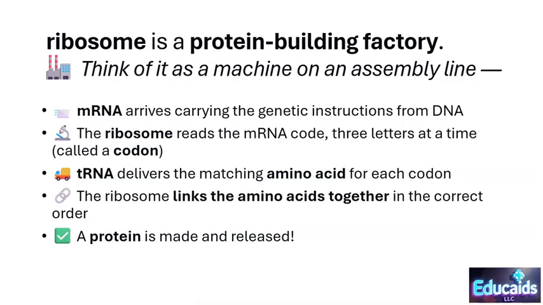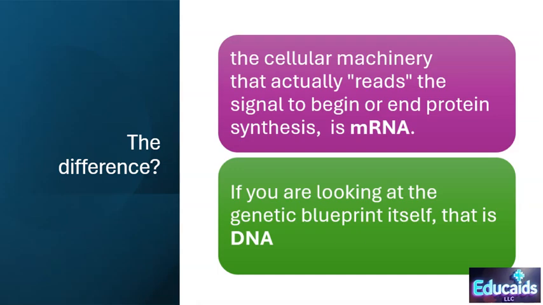Our ribosome is a protein building factory. Think of it as a machine on an assembly line. So our mRNA, our messenger RNA, carries genetic instructions from DNA. The ribosome reads the mRNA code, 3 letters at a time, called a codon. The tRNA delivers the matching amino acid for each codon. The ribosome links the amino acids together, and then you've got your protein. So think the difference, the cellular machinery actually reads the signal to begin or end the protein, that's mRNA. And if you are looking at the blueprint itself, that's DNA.